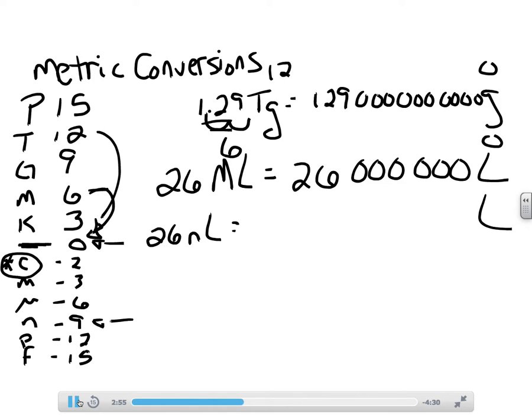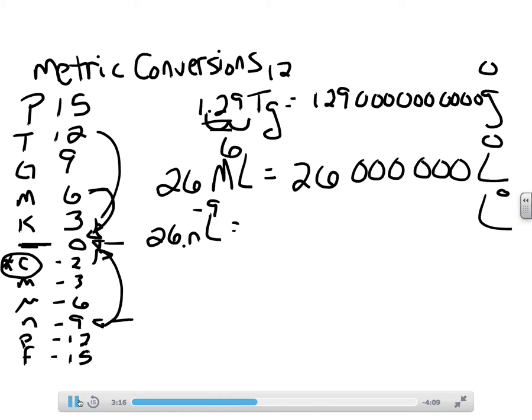Well, what if we have 26 nanoliters, and we want to go to liters? Well, if I'm down here at nano is minus 9, and I'm going up to 0. So here, if I'm getting up to 0, that's getting 9 bigger. So this has to get 9 smaller. So I don't just stick 9 zeros at the beginning like I did stick 6 zeros at the end. Here I have to move the decimal to make it 9 places smaller.